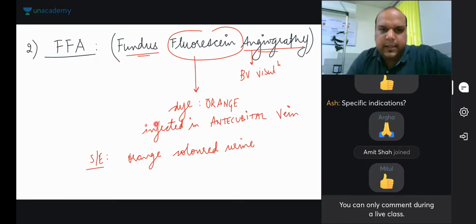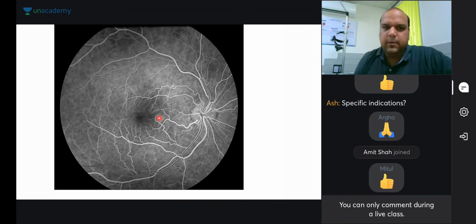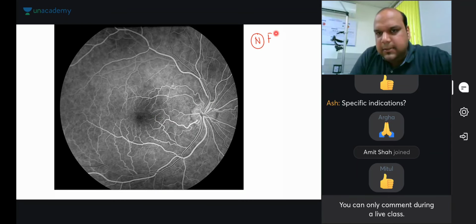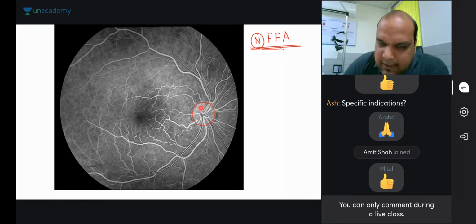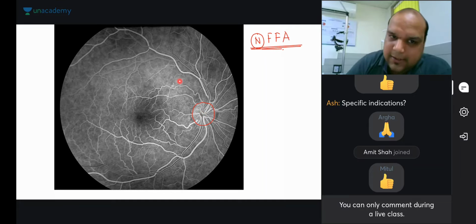Everybody, let's try to understand FFA now through an image. This is a normal FFA image that I have posted on the screen. First of all, let's see the basic anatomy. This is my optic disc. All the blood vessels are coming from here. Blood vessels are forming a loop on this side. That means this becomes my temporal side, and this becomes my nasal side. On the temporal side, I see this area, which is avascular. So this becomes my fovea, or my macula.